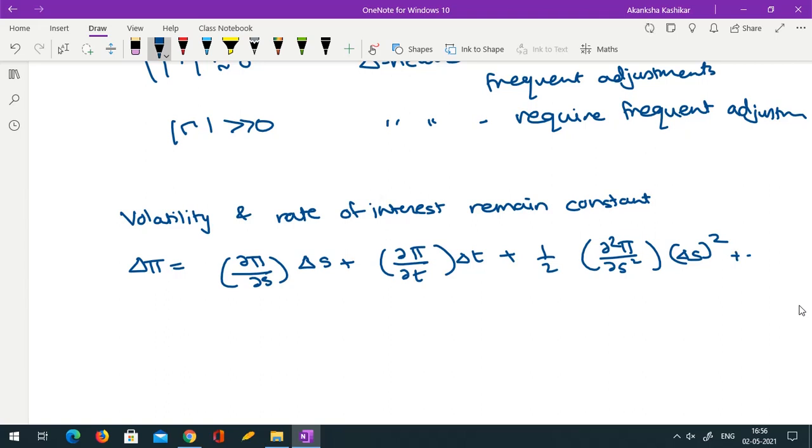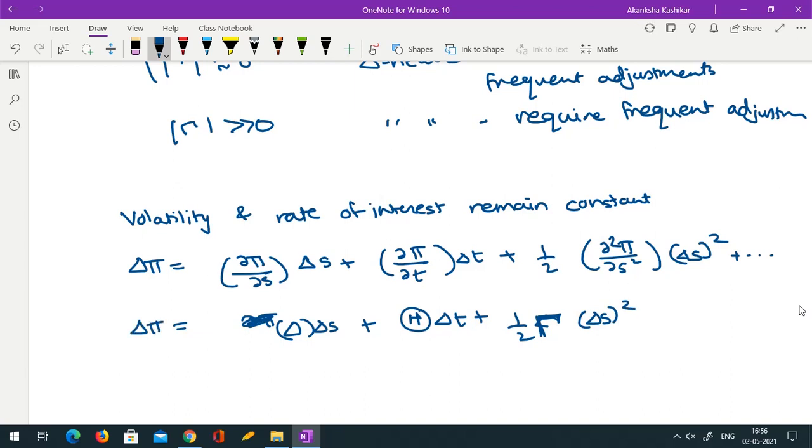Other terms anyway we were ignoring yesterday also. So this becomes delta into ΔS plus theta into Δt plus half gamma into (ΔS) squared. This is my ΔΠ. And suppose my portfolio has already been delta hedged. Delta hedged means suppose delta is already 0.